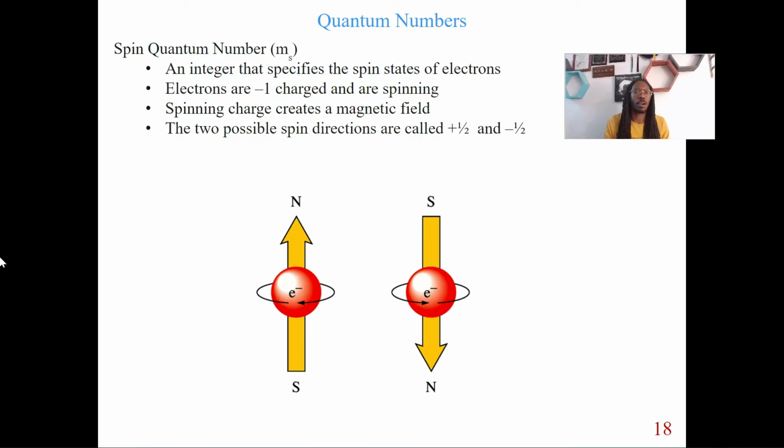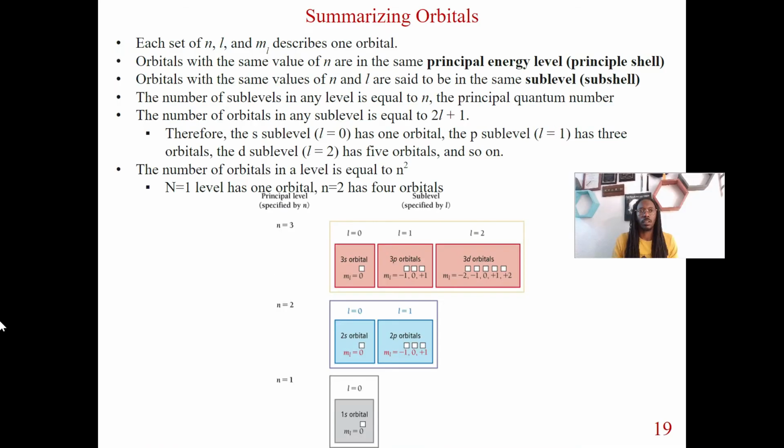The last thing we're going to talk about is our spin quantum number. This is basically going to tell us how our electrons are spinning, because we understand that our electrons are negative and are always spinning. Because they're always spinning, this is where we're getting that magnetic field from. There's only 2 directions for this: you're either spinning up or spinning down. That's it. We use these values, plus half and minus half, for those spinning electrons. So basically, your principal quantum number, your angular momentum quantum number, and your magnetic quantum number are going to describe an orbital for you.